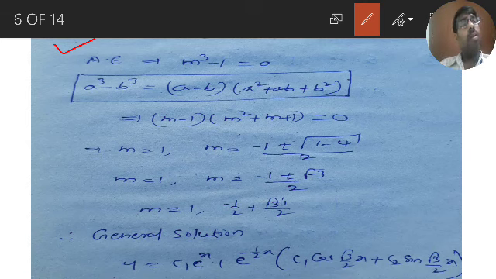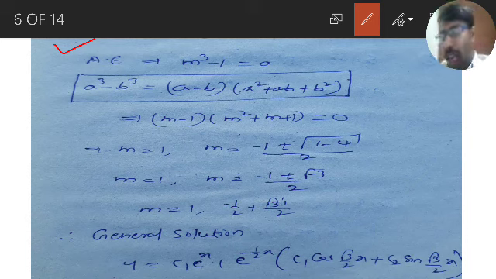Now, there is no common term to take common. But you can remember the formula. m cube minus 1, where 1 can be written as 1 cube, that is m cube minus 1 cube. M cube minus 1 cube is of the form a cube minus b cube. What is a cube minus b cube? I gave the formula in the slide itself.